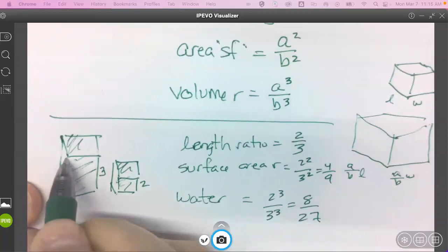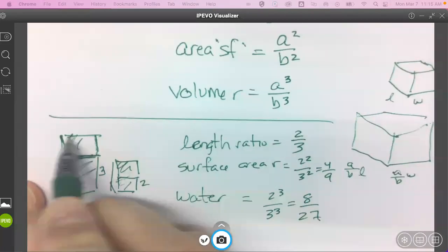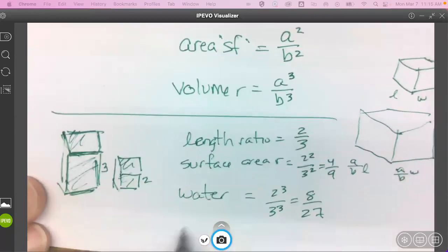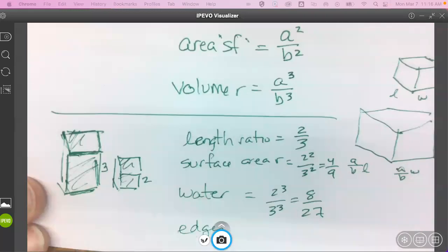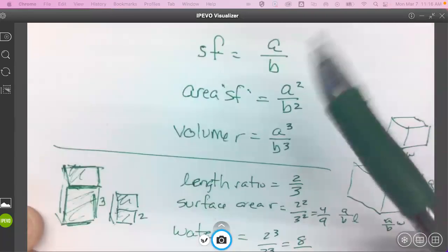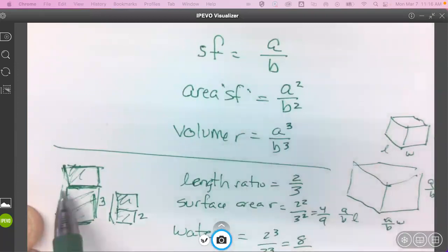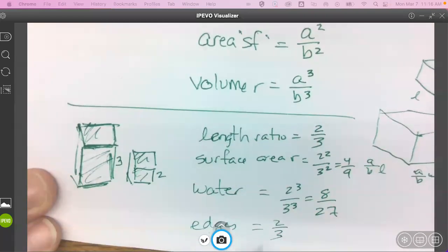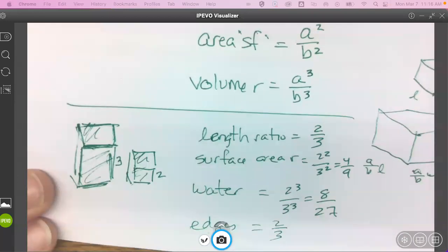What if I asked to know the ratio of all the corner edges compared? Is that a length, area, or volume measurement when we talk about adding up all these little lengths? Length. So we just say this is what? Be the original, 2 over 3. Anything in these 2 similar figures that's dealing with length is going to be 2/3. Anything dealing with area is going to be 4/9. And anything dealing with volume would be 8/27.